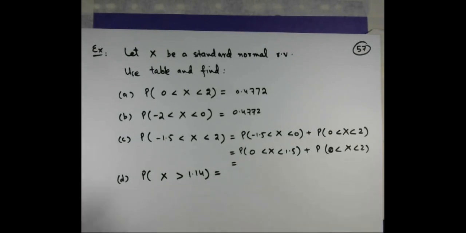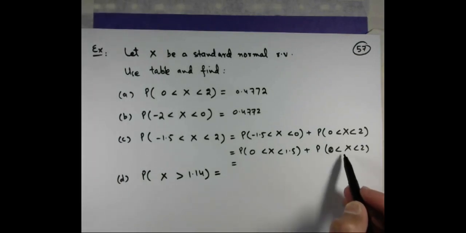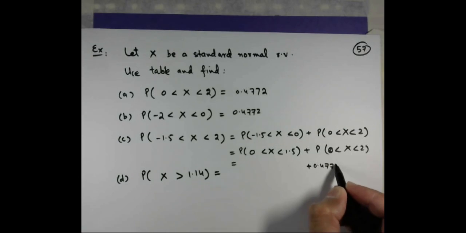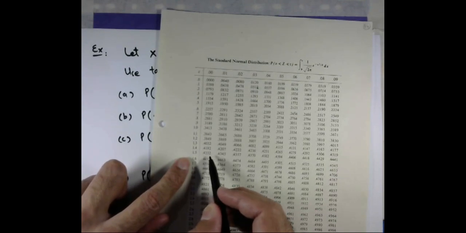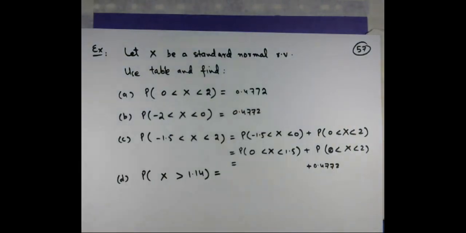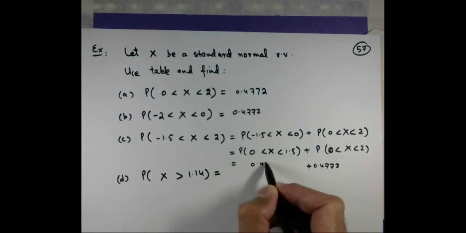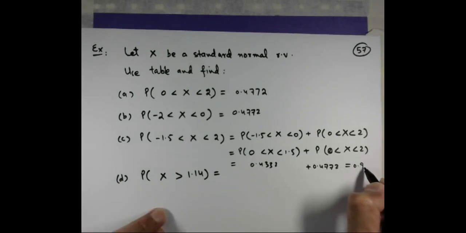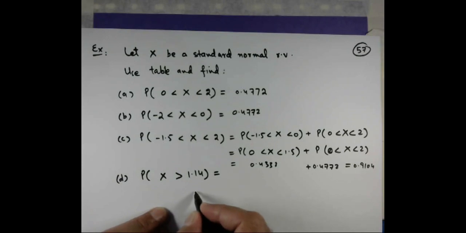If you use the table, you will see that this probability is already known. This is 0.4772, but what about 0 to 1.5? This point here, and this is 0.4332. Hopefully it is visible. The probability is 0.4332, so I write it as 0.4332. So it ultimately becomes 0.9104.